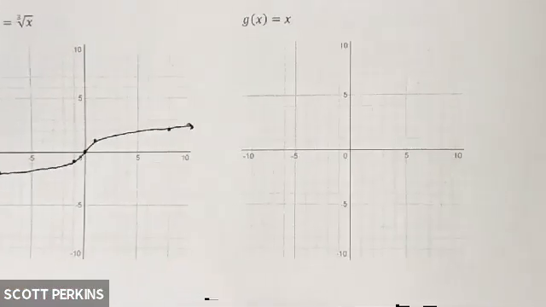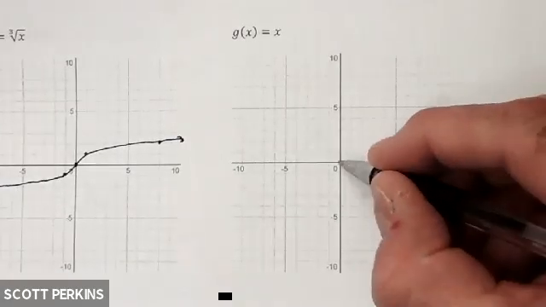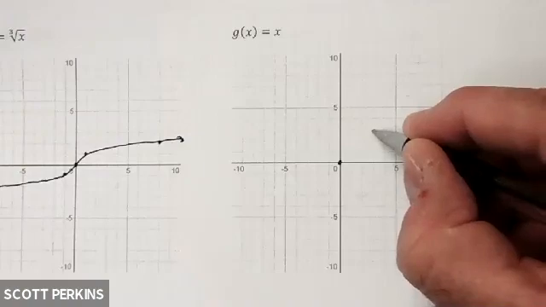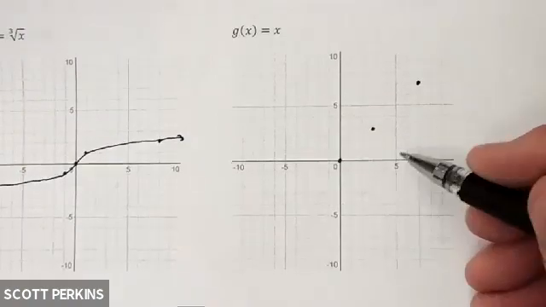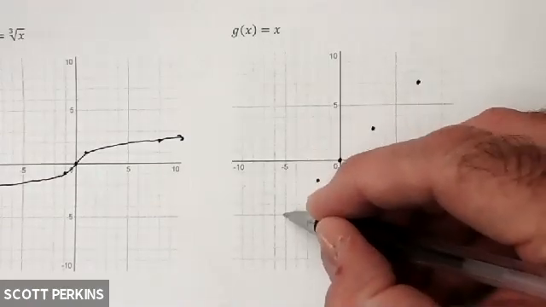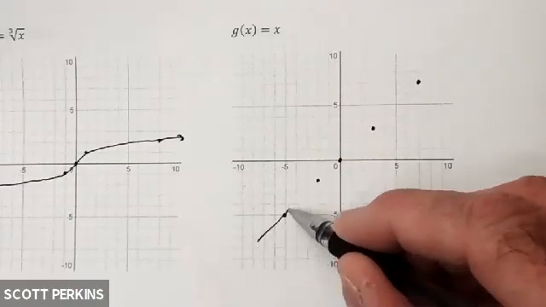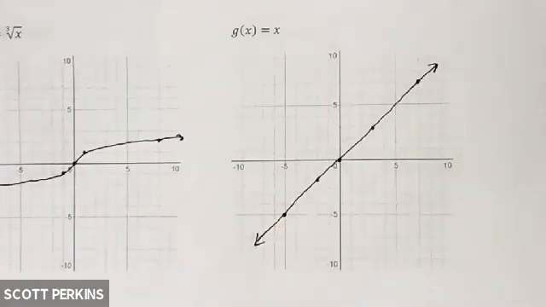And then the last graph is the identity graph. My function is just equal to x, and so the input is equal to the output. So whatever is clever, I'm just going to go ahead, 7, 7, 3, 3, 0, 0, -2, -2, and one more for fun, -5, -5. And not bad for a freehand straight line.